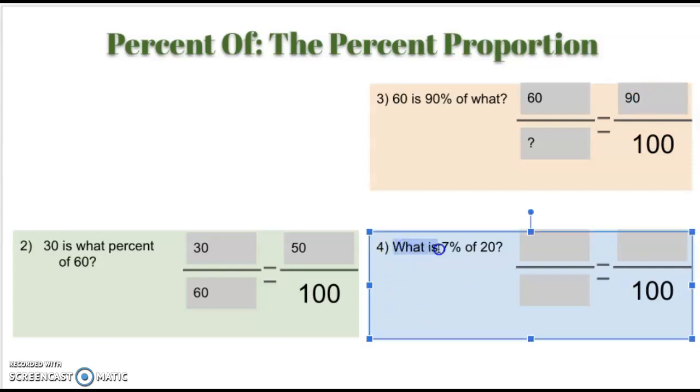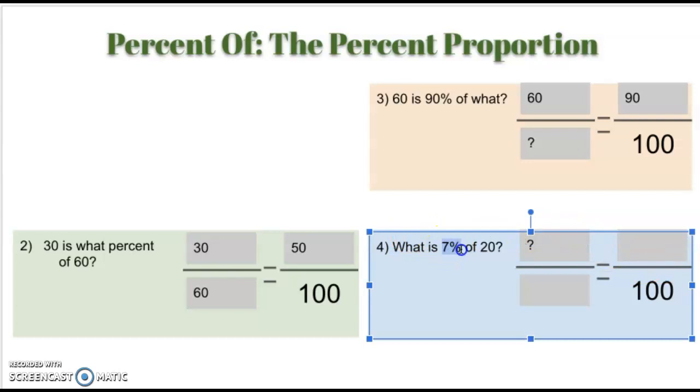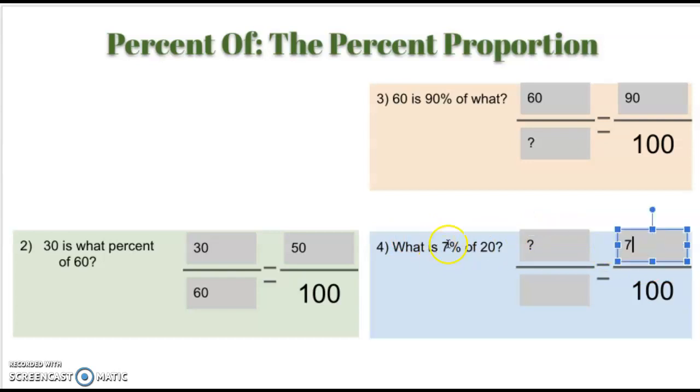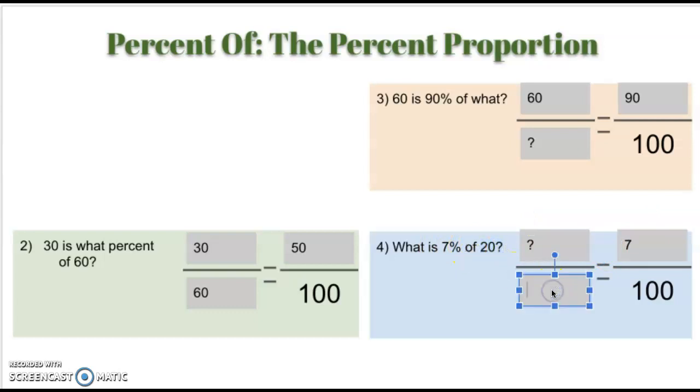Number 4 says, what is 7% of 20? Now, 7% is not a whole lot. It's less than a tenth. So think of it that way. So what is? That's going to be question mark is goes on top. 7%, we know that percent symbol means it goes over 100. And then of 20, of goes on bottom, so 20 is going to go on bottom.